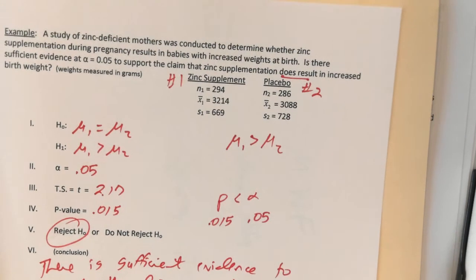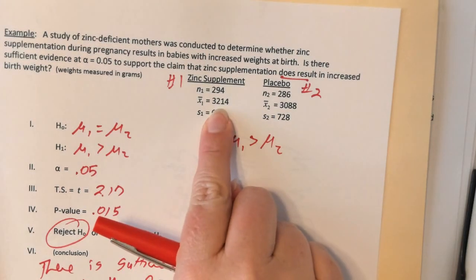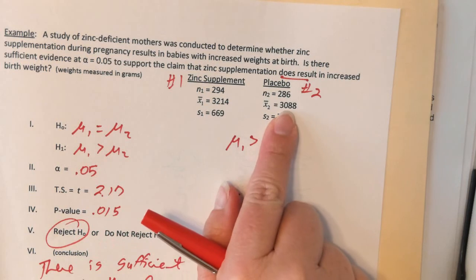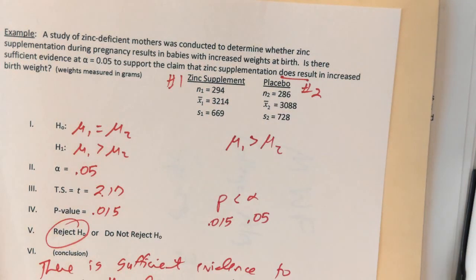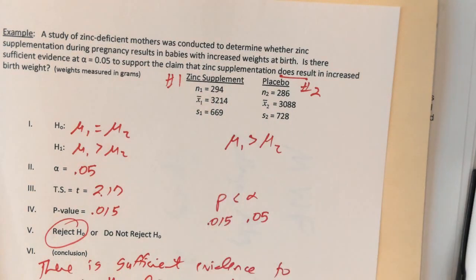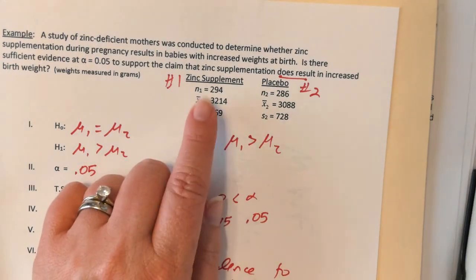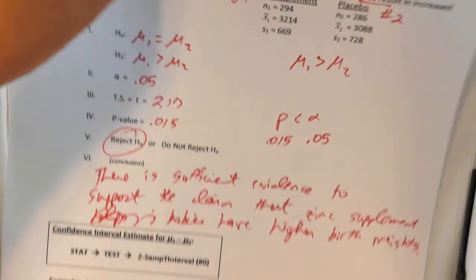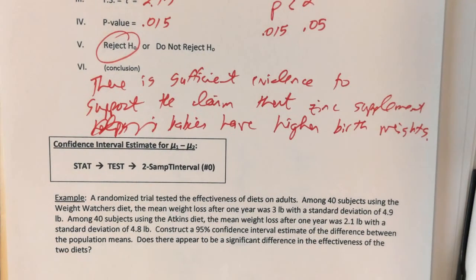Because those babies weighed an average of 3,214 grams compared to 3,088 grams. Okay? So if you were the obstetrician for a pregnant woman, you might say, oh yeah, this zinc supplement is something I'm going to recommend to my patients because the patients who took this, their babies had a higher birth weight. Okay? And then the last example here, confidence intervals.